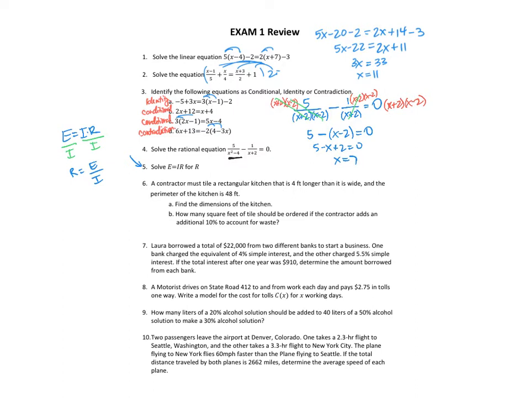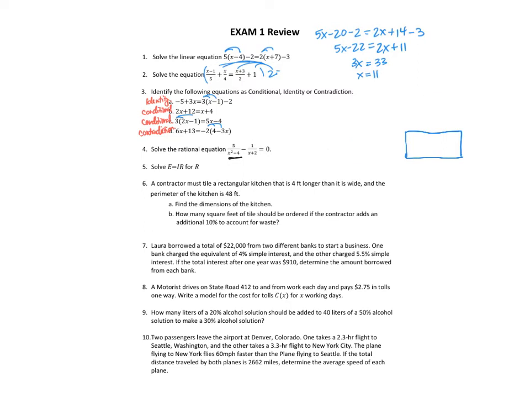All right, the next one says I want to tile a rectangular kitchen that is 4 feet longer than it is wide. And I also know that the perimeter of the kitchen is 48 feet. So I think the first thing you would want to do here is draw a picture. If we draw a picture of this rectangular kitchen, I'll just call this the width and this the length. And I know that the length is equal to the width plus 4. So that's one thing I do know.